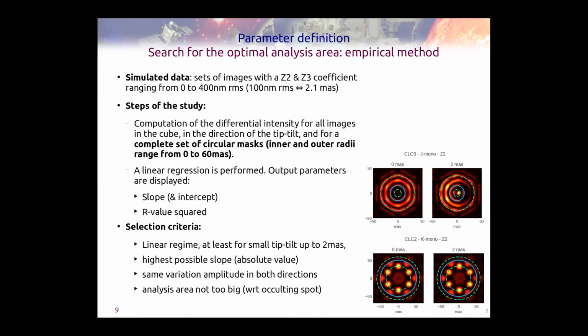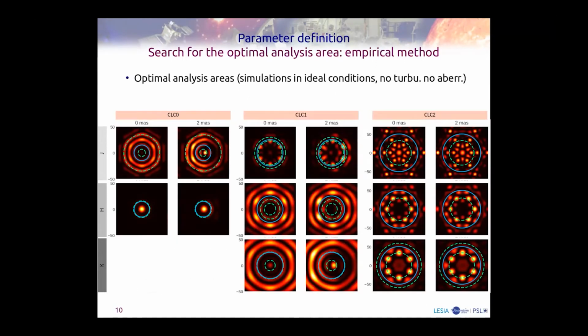Yes, the analysis area should not be too big to avoid being biased by the science object itself. So this is the resulting optimal analysis area I've defined. In blue are the diameters of the different coronagraphs' occulting spot in the focal plane, and in dashed green are the selected areas. The simulations you see are in ideal conditions without any turbulence or aberrations, and you can see the very different diffraction patterns that we get in the different configurations.